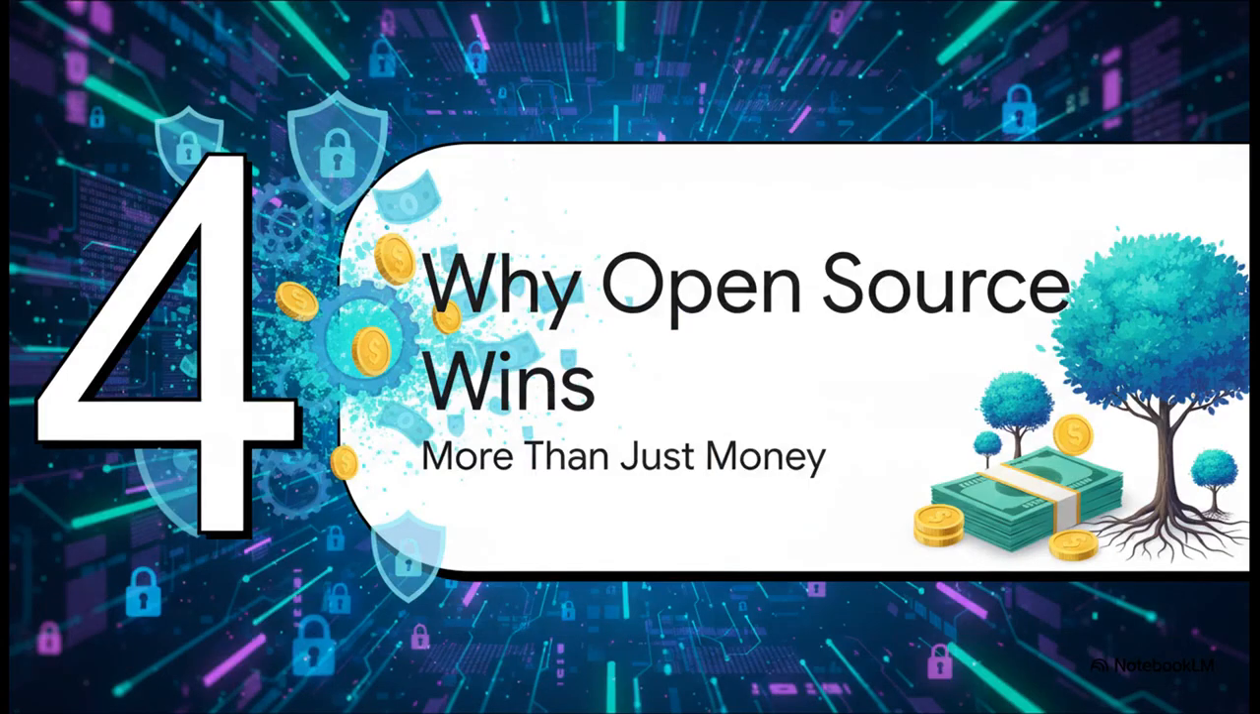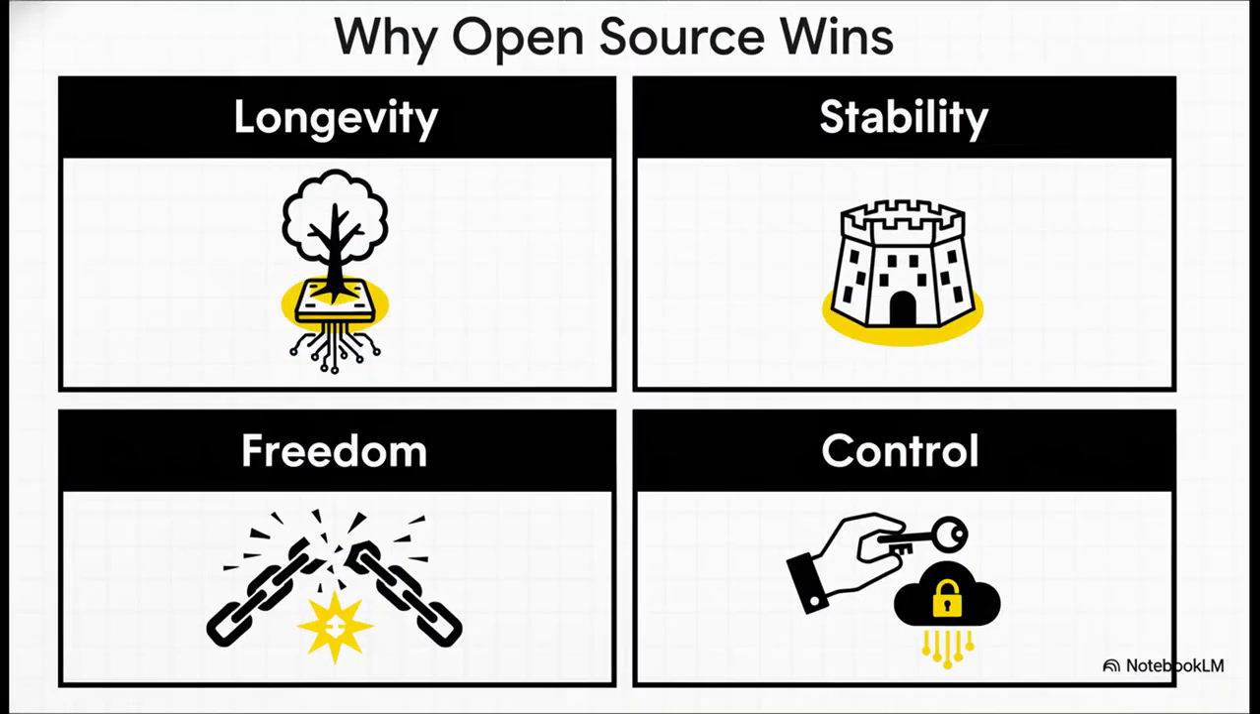Look, this switch is about so much more than just saving money. It's a strategic move. It's about the long-term health and stability of your entire digital life. And this slide breaks down exactly why. You get longevity, because the software can outlive any one company. You get stability, free from those sudden price hikes. You get the freedom of knowing a service can't just shut down and take your data with it. And most importantly, you get control. You own your digital life. You own your data. That's huge.